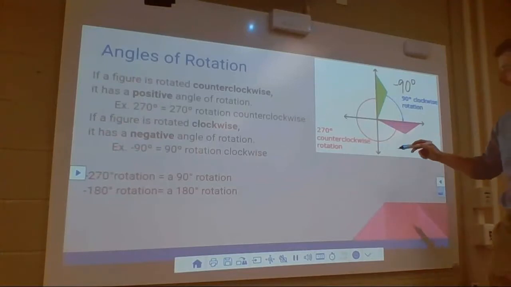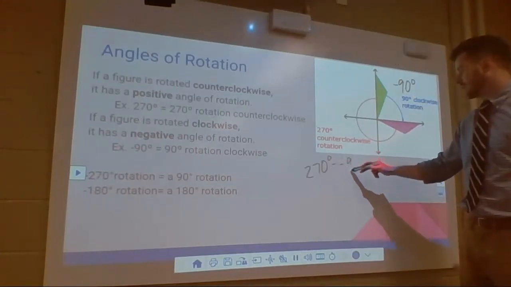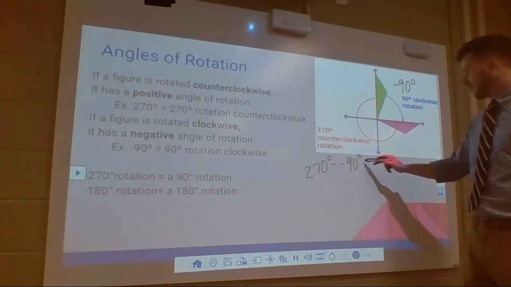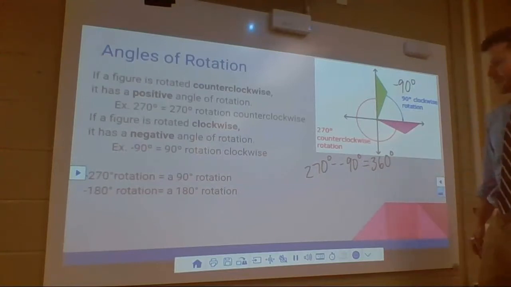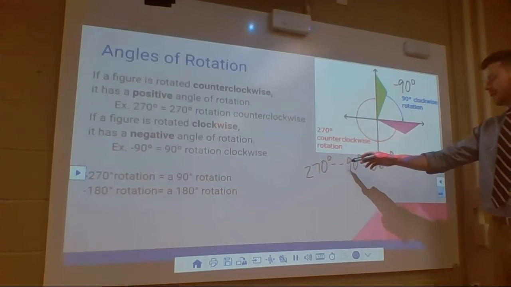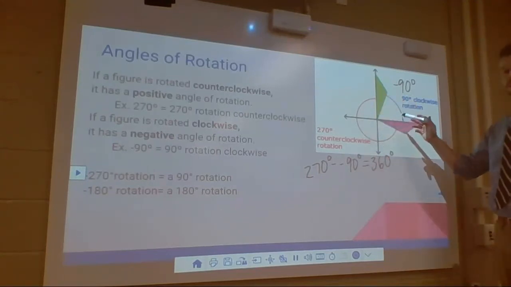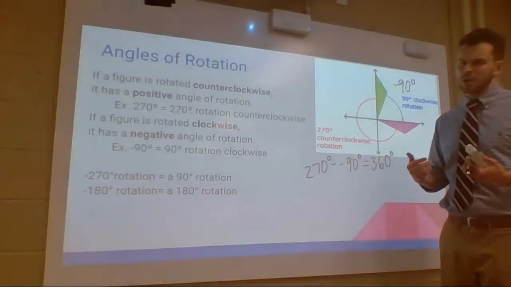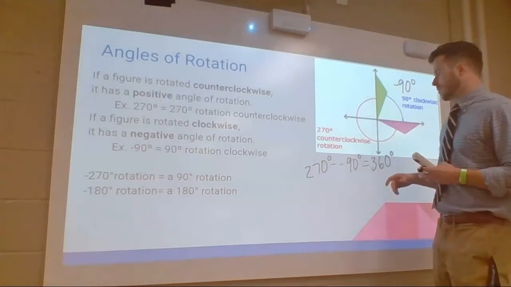So if you say 270 degrees minus negative 90 degrees, then you end up with 360 degrees, okay? So if you can subtract them, and they add up to 360 degrees, then those rotations will end up in the exact same spot. Now I know that might be a little bit of a tricky concept, but just keep following along with me, okay?